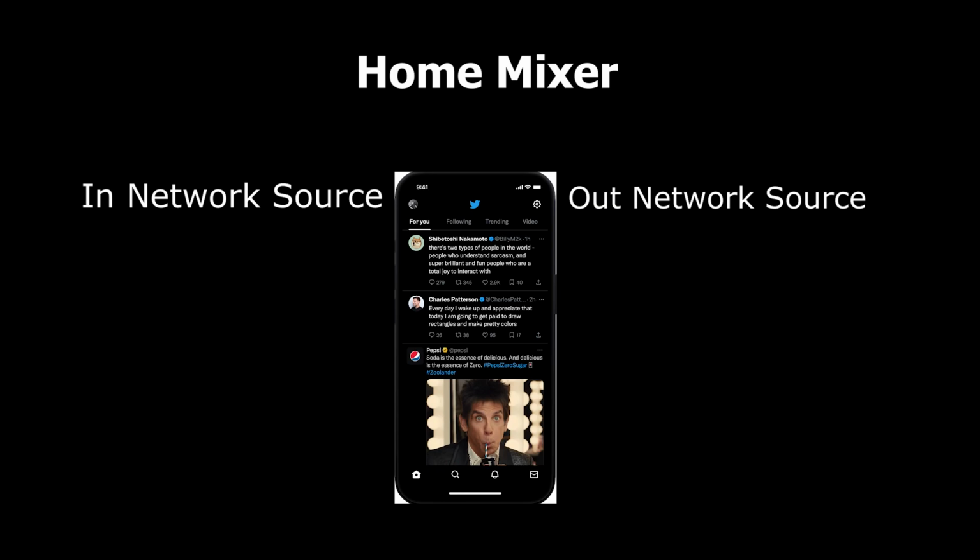Two of those candidate sources that sit under the Home Mixer are called the in-network source and the out-network source. Although this metric varies from user to user, on average, your timeline should consist of 50% tweets from your in-network, which is basically the network of people you follow, and 50% tweets from your out-network, which are people you don't follow.